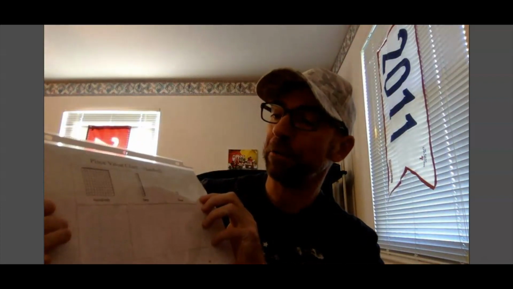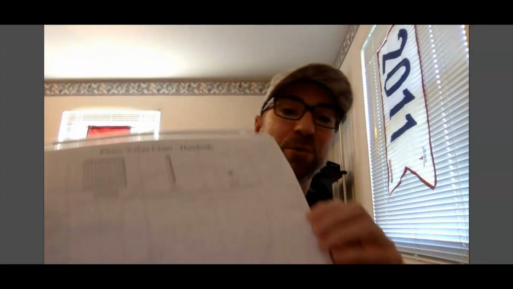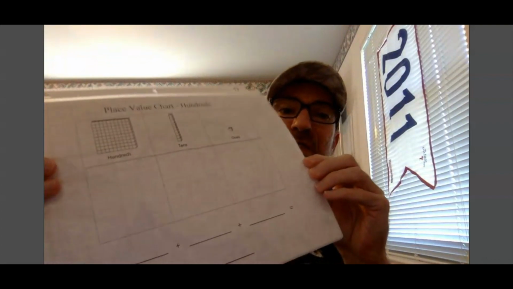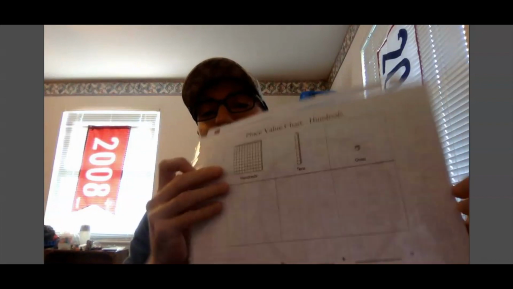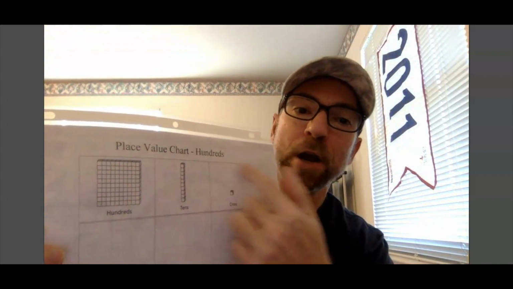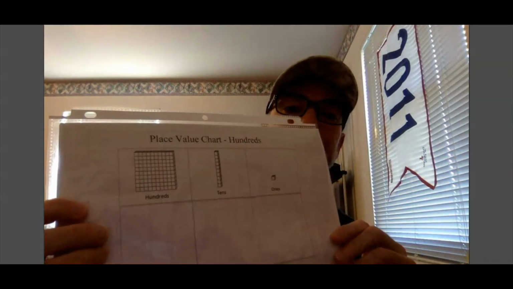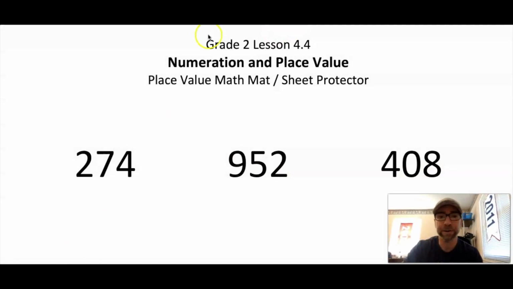So let's get started today, because we are going to need one of our math mats found as part of our sheet protector. This one is called the place value chart to the hundreds place. You're going to want to look for this math mat and place it on top of your sheet protector.